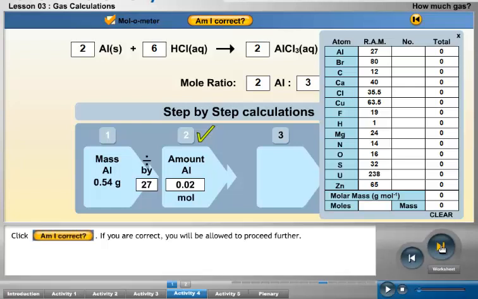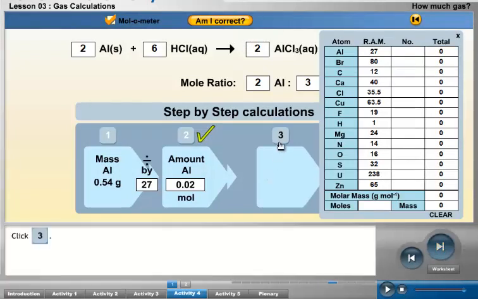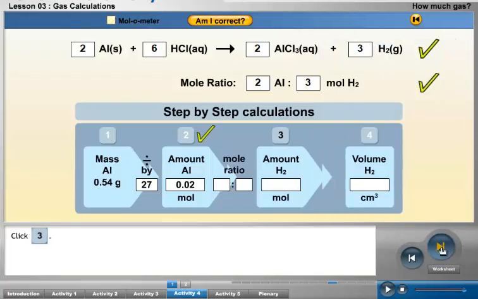Fill in the gap. Click Am I correct? If you are correct, you will be allowed to proceed further. Click 3. Use the ratio of aluminium to hydrogen from the equation to complete the gaps. Click Am I correct? to proceed to the next step.